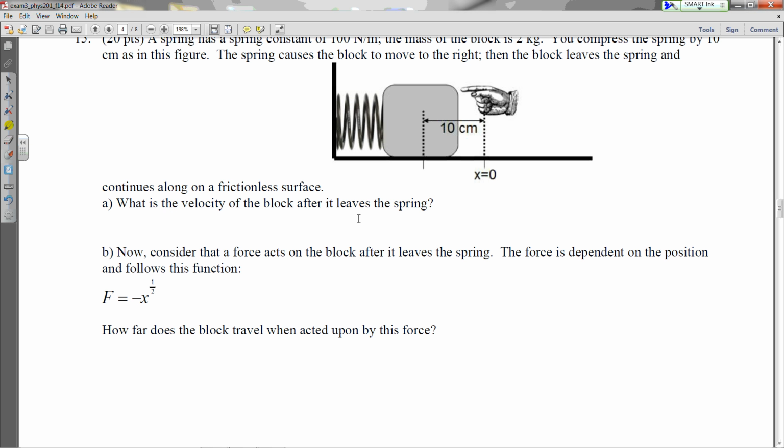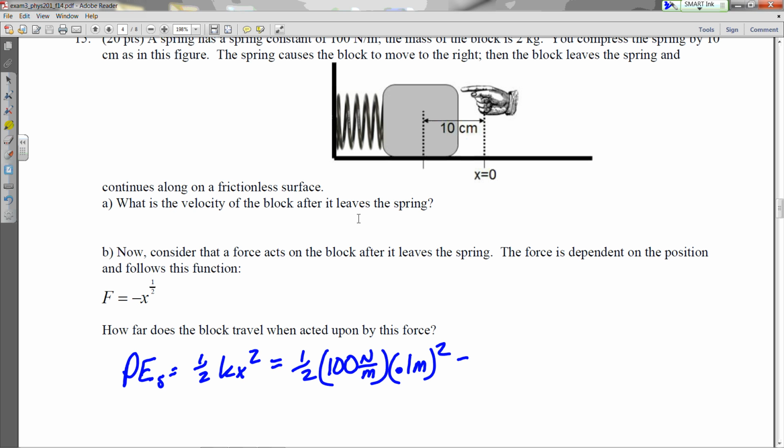All right, so my total energy is PEs. That's equal to 1/2 kx squared. The spring constant is 100 newtons per meter, and x was 10 centimeters. That's 0.1 meters squared. So that's 1/2 times 100 times 0.1 squared. That's equal to 0.5 joules. All right, so that's my total energy.